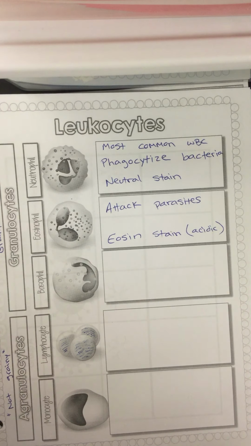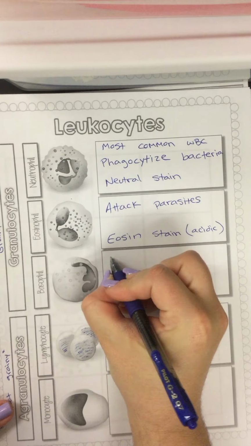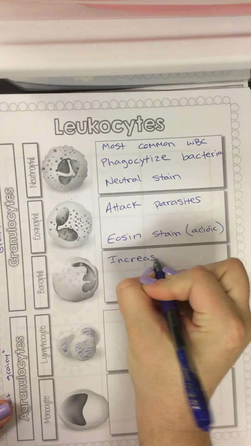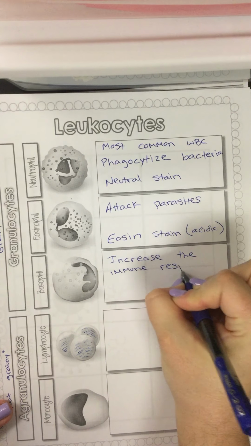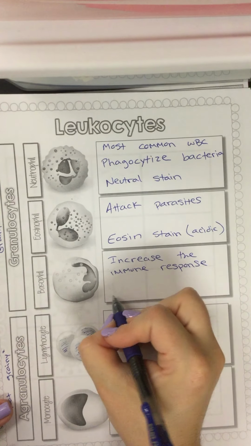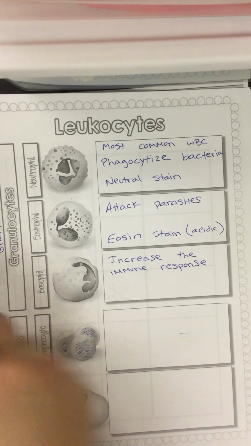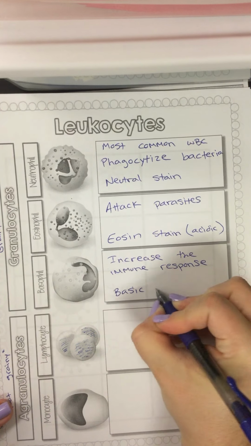Basophils, they don't really attack anything specifically. They just kind of ramp up the immune response. So once we're done with talking about the heart and the blood vessels, then we'll go into the immune system and the lymphatic system more specifically and what it does. So for now, just kind of hang on to the immune system idea. It'll come back later. And they, as you can probably guess, have a basic stain.